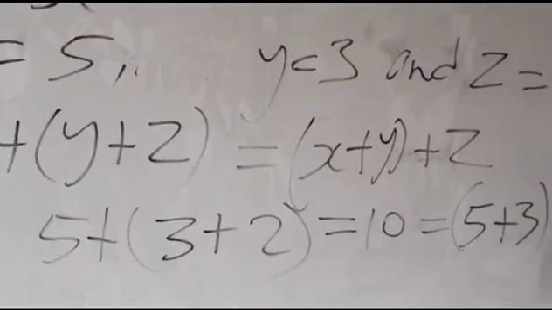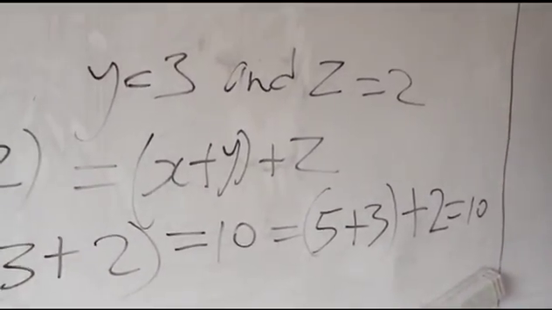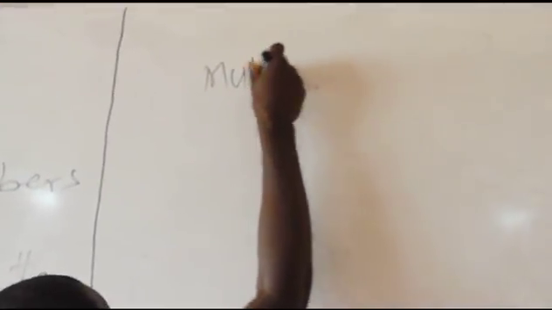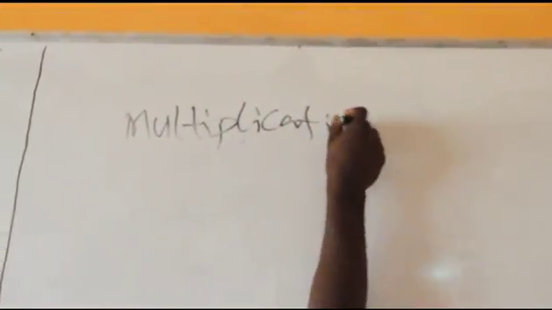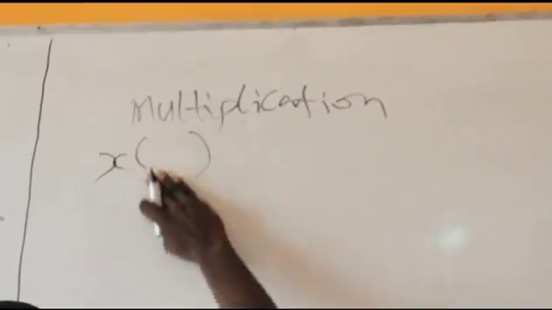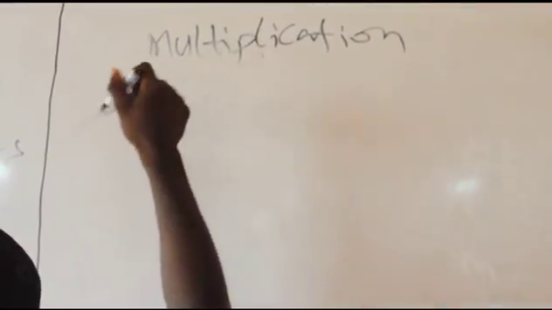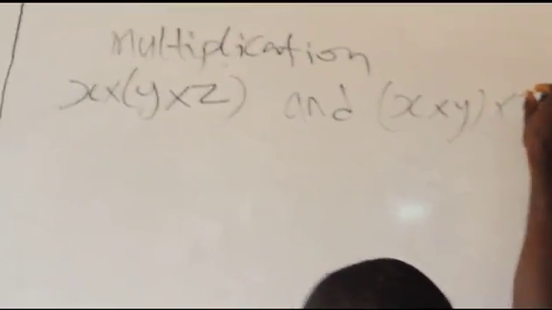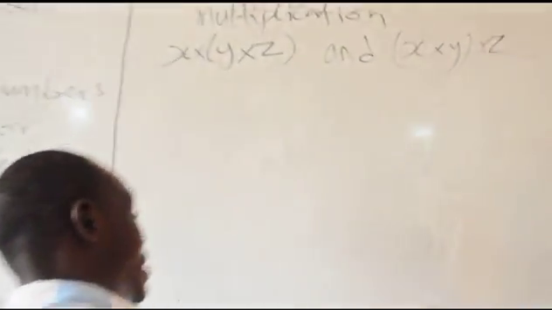So let's look at multiplication and see if multiplication is associative. There we have x times (y times z). Or let's do it this way: x times y times z, and then (x times y) times z, with x and y in the bracket and z outside the bracket. So we want to see whether this is equal to this. If this can be equal to this, that means multiplication is associative.